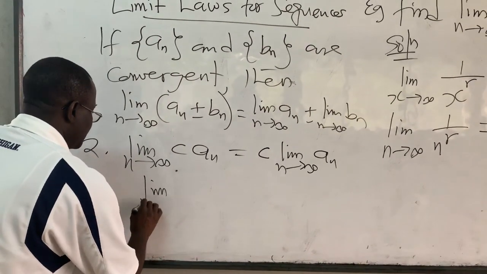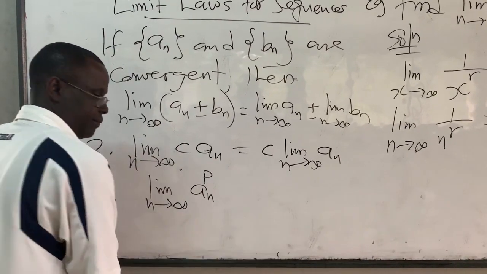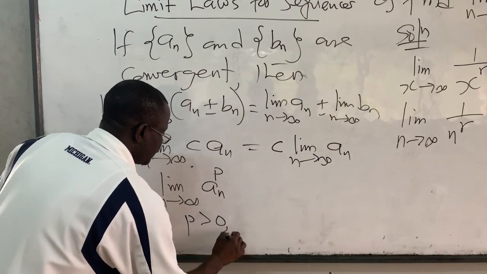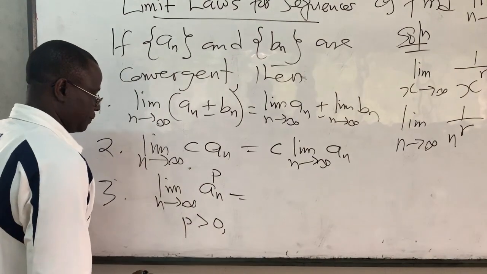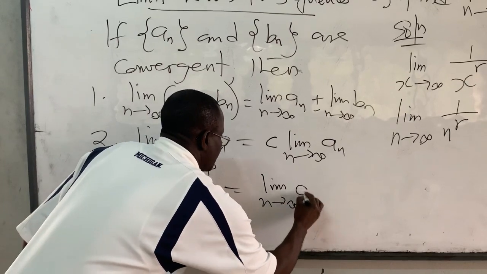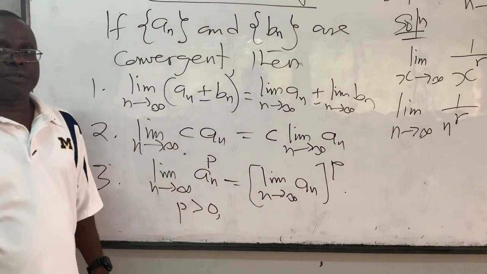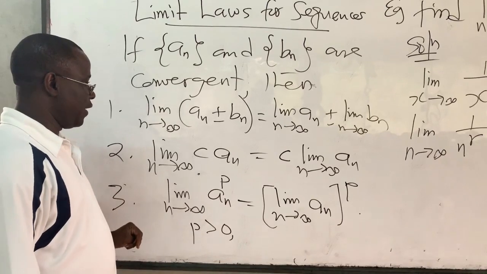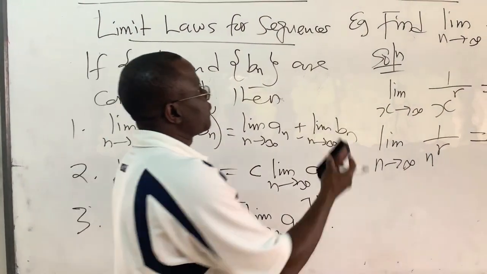Okay, let's write down one more important one. This is the limit as n goes to infinity of, let's say, a n raised to the power p, where p is greater than 0, of course, n is an integer. If this is the case, I can find the limit as n goes to infinity of a n and raise all of this to the power p. Okay? So these are some limit laws that are important, and I will be using these along the way, as we try to prove and use some of the theorems that will be stated.